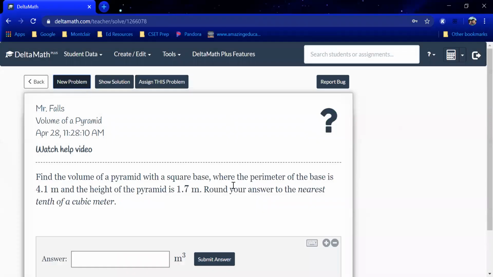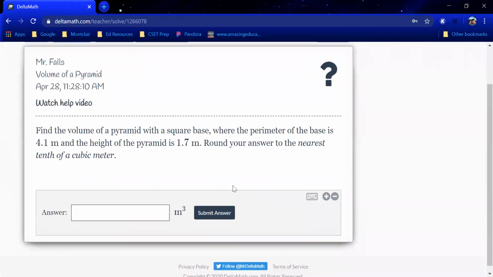We'll only have 3 more. I'll go pretty quick. Ooh, this is a good one. It says find the volume of the pyramid with a square base. So there's that square base again. If it's a square base, that means all sides are the same. It says the perimeter of the base is 4.1 and the height is 1.7.